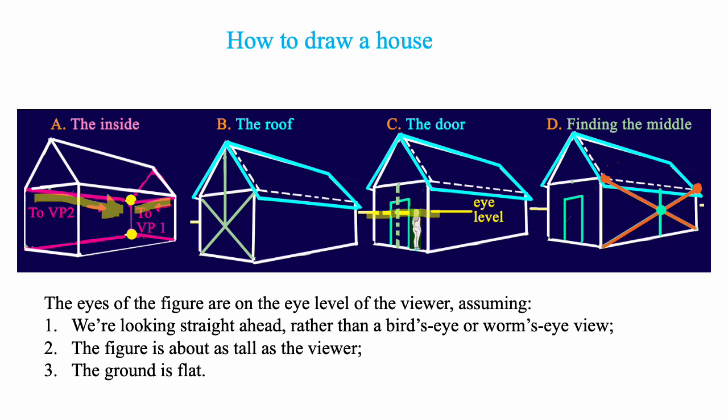Now, the eye of the figure would be on the eye level of the viewer if the following is true: if the viewer is looking straight ahead rather than a bird's eye or worm's eye view, if the figure is about as tall as the viewer, and if the ground is flat.